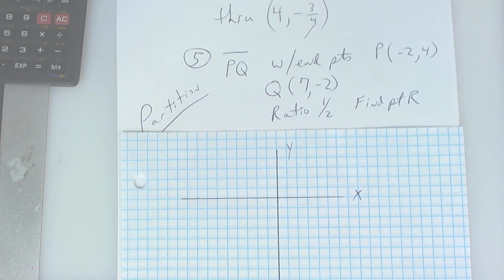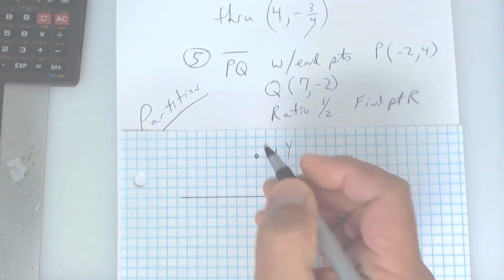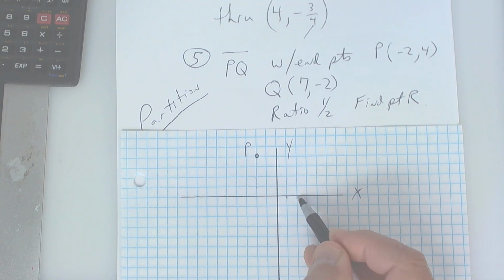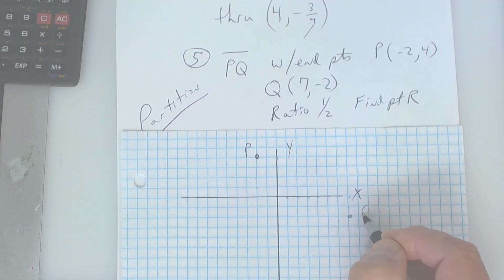Now plot those points. Where do those points go? Now you have to be able to plot a point, okay? Over -2, up 4. So -2, up 4: 1, 2, 3, 4. Right there is point P. Everybody with me? Now look at point Q, over 7: 1, 2, 3, 4, 5, 6, 7, and then down 2. Here's Q. Copy this down.